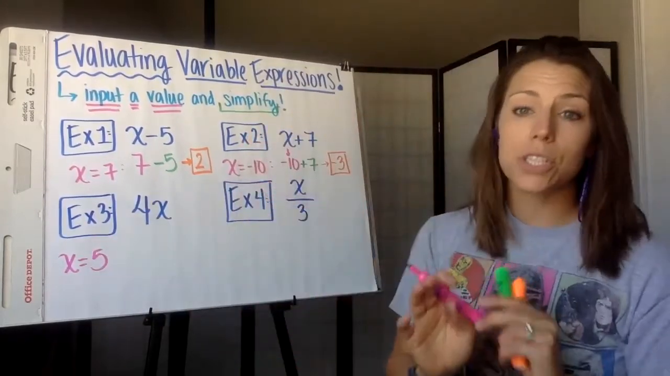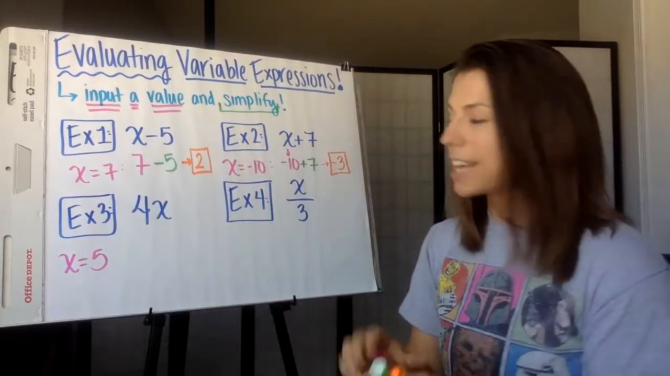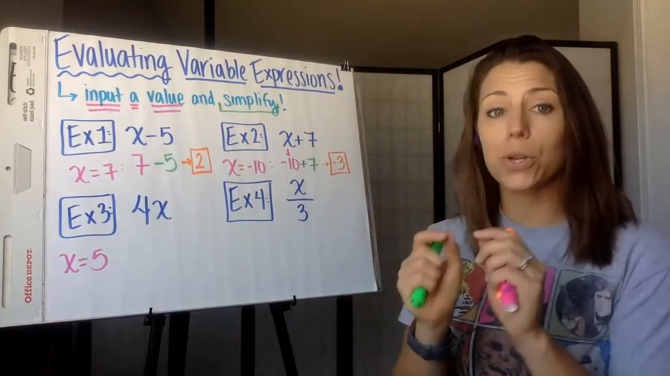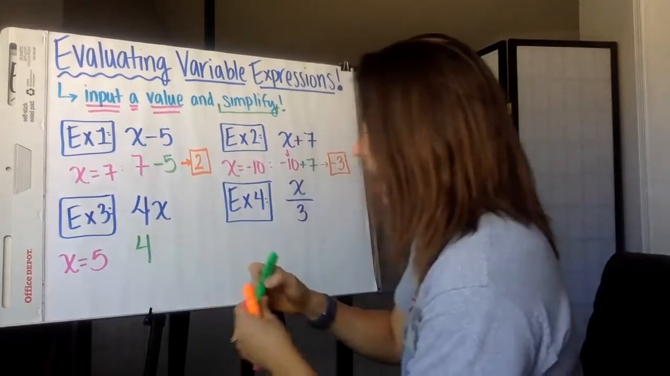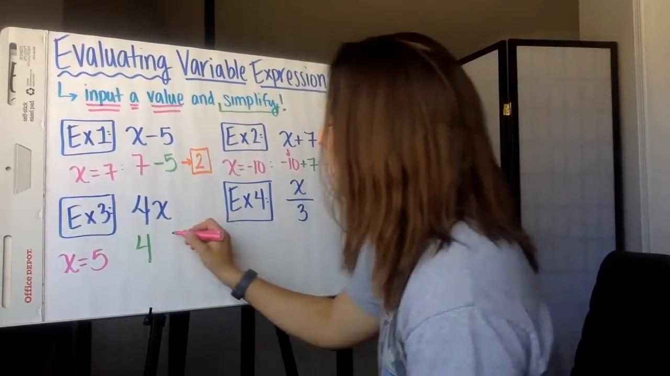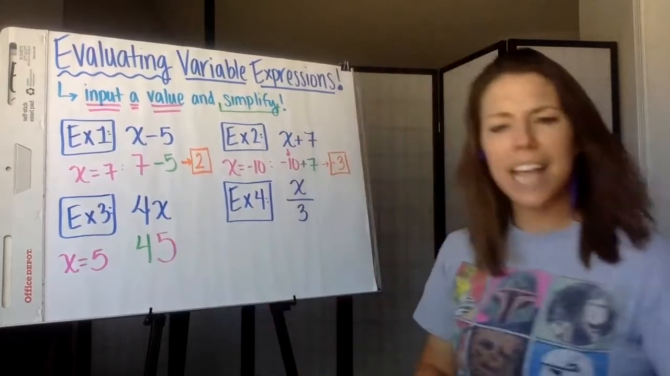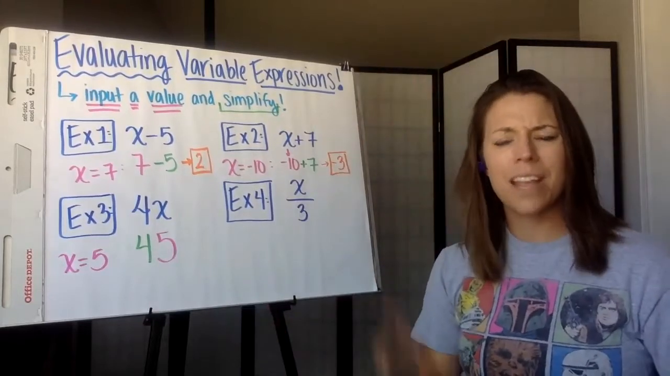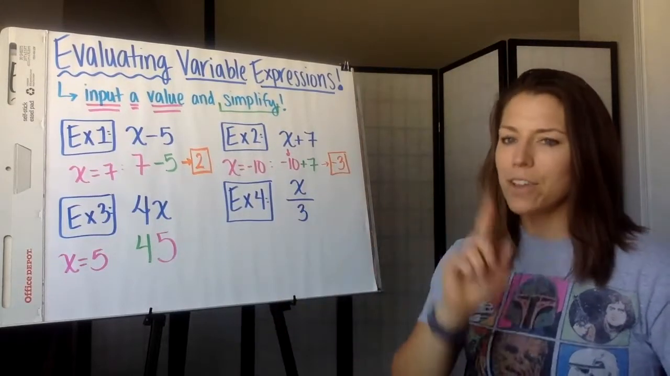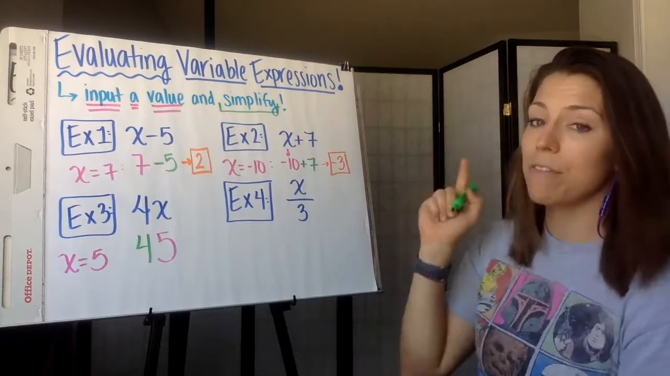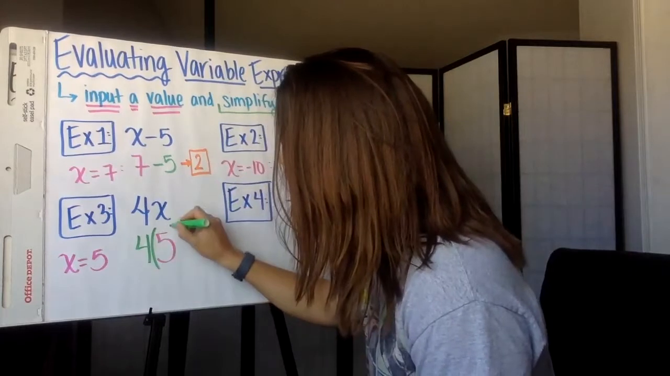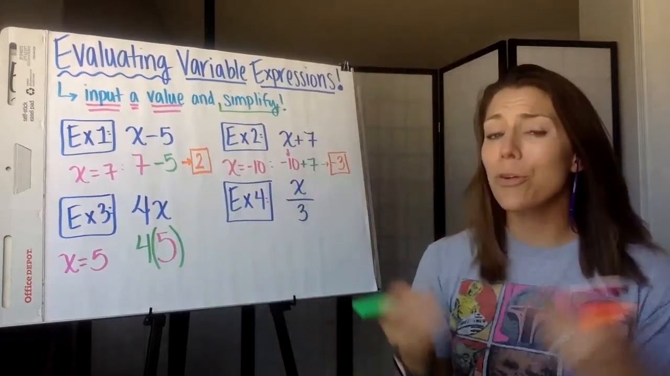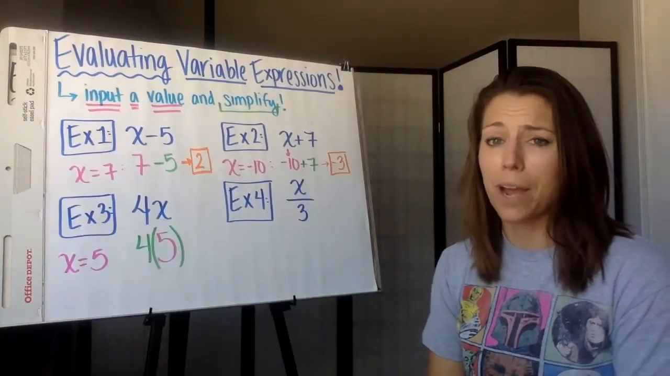Now, when you are substituting or inputting into a product, it is important to include some multiplication symbols. In other words, if I don't include that and I just do this, 4, 5, does that look like multiplication to you? That looks like the number 45. So whenever you're going to substitute a value into a product, include some parentheses. Otherwise, it looks like you're just creating a number out of nowhere.